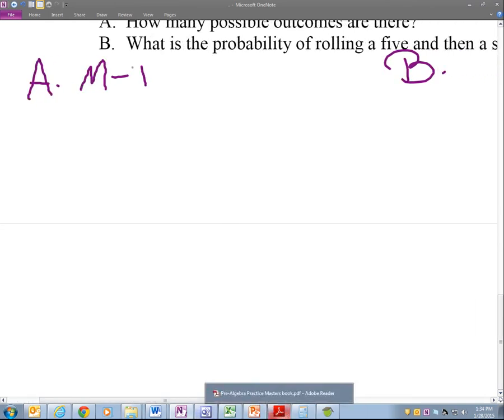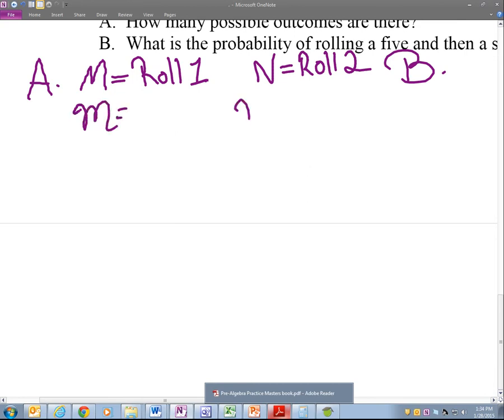Roll one. So if I'm doing roll one as that, what do you think N is going to be? What do you think N is going to be, Austin? Roll two. Now we have how many ways can M and N happen? How many ways can roll one turn out? How many different ways? 36?